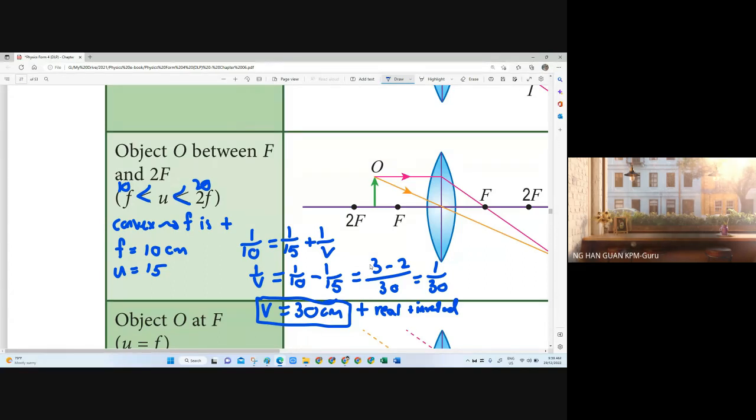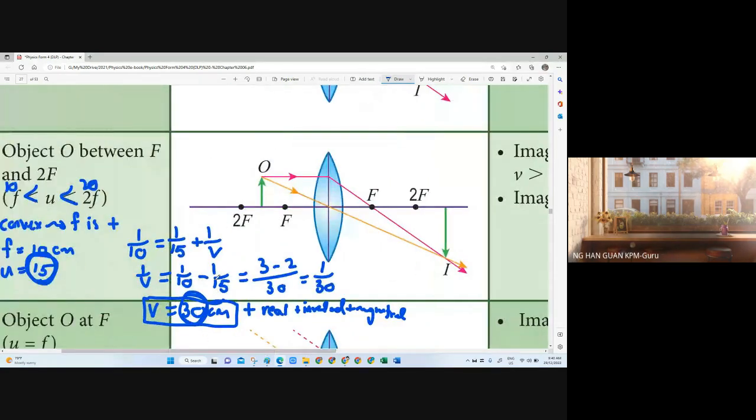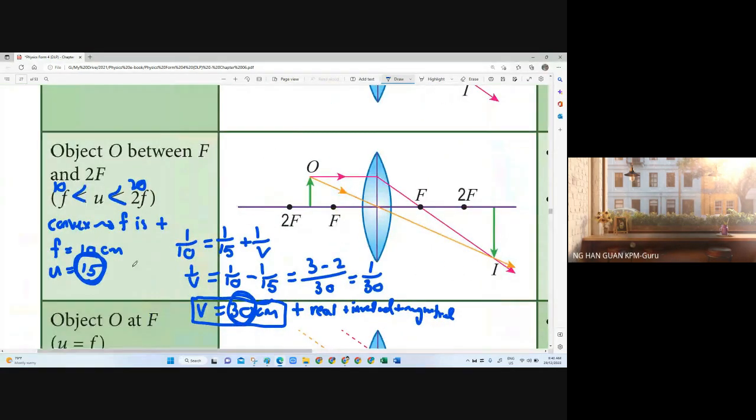And then the last one is the size. Now you see V is 30, but U is how much? U is only 15, so V is more than U. So now this is magnified. So when you compare, we see rear, inverted, magnified. This is how we do the calculations. Without drawing, we're able to know all the characteristics of the image.